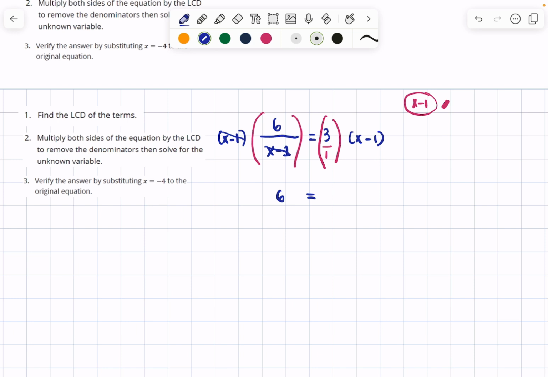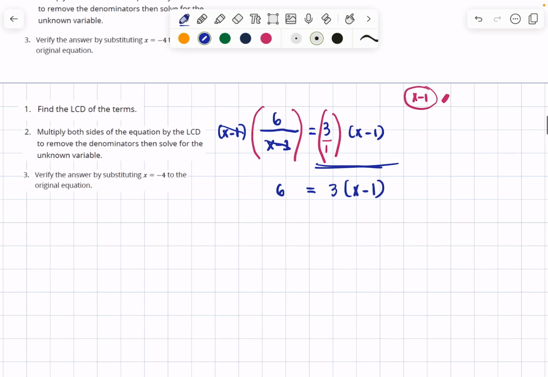We did not cancel anything on the right side, so it stays 3 times x minus 1. Then after that, you solve for the unknown variable. What is our unknown variable here? The unknown variable is x. So let's solve for the value of x. 6 is equal to 3 times x minus 1. So you will have 3 times x, that's 3x, and 3 times negative 1, that is minus 3.